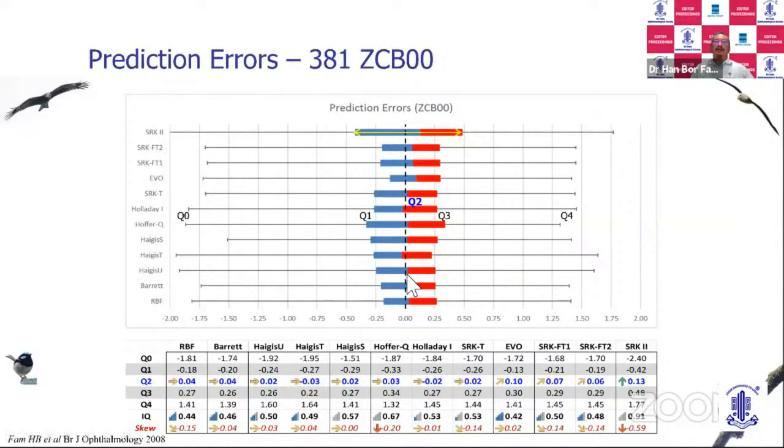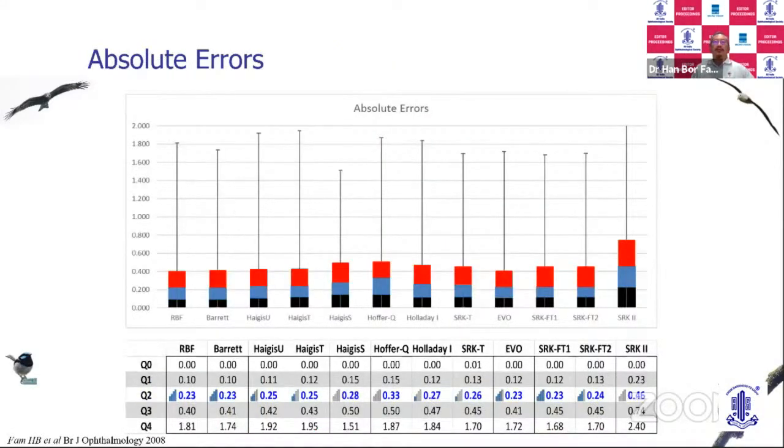But for this kind of single IOL across all eyes, because most of the eyes are within normal range, you can expect most of the formulas to do relatively well. This is the absolute error. Absolute error is the prediction error, but disregarding the sign, whether it's positive or negative, we take them as the same. And then again, this is the box plot.